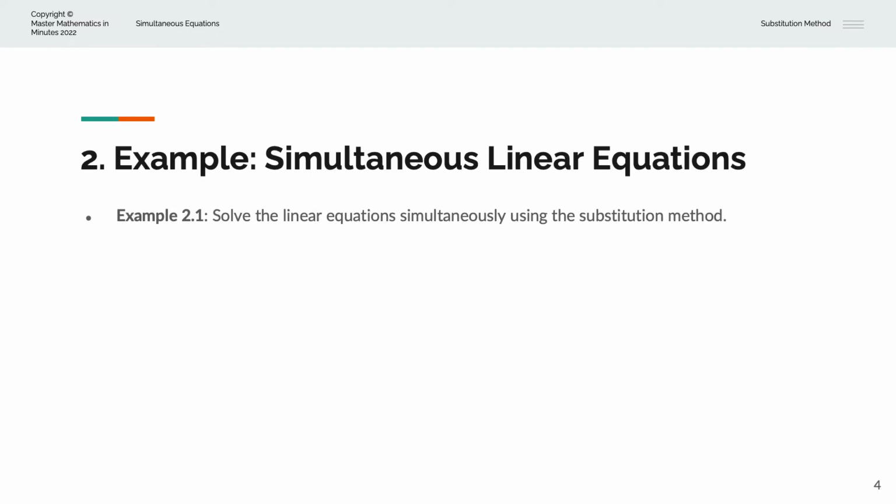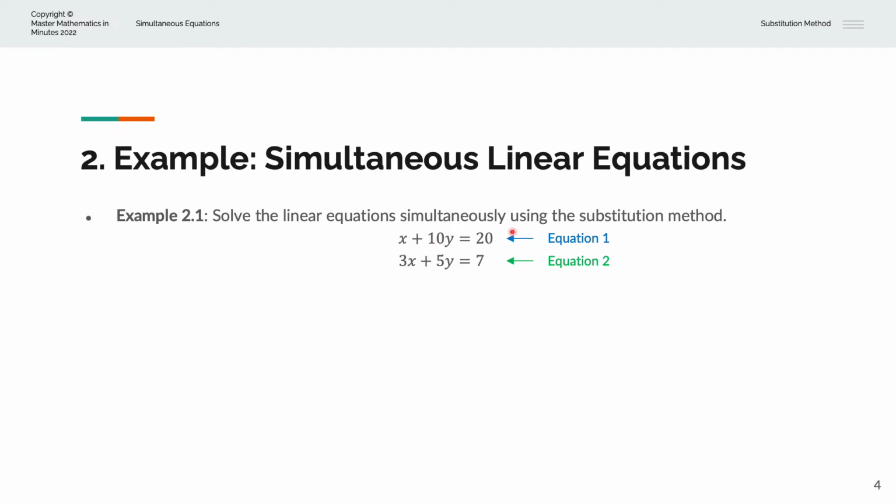So in the first example, we're asked to solve the linear equations simultaneously using the substitution method. With x plus 10y equals 20, and that's the first equation. And we have 3x plus 5y equals 7, and that is the second equation. By inspecting equations 1 and 2, we can see that equation 1 is a lot easier to work with, because we have x without a constant in front.